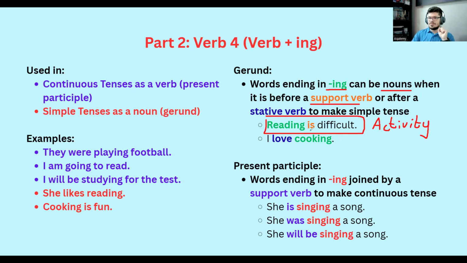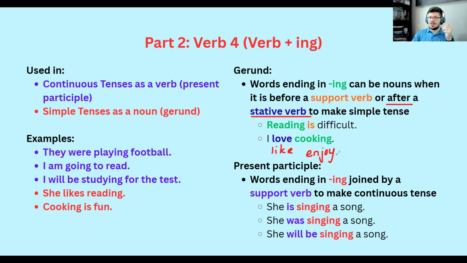Is the verb, difficult adjective. And sometimes it comes after a stative verb. Stative verbs tell us about your state. Love, like, enjoy, prefer. Okay. With these types of words, if you have it like this, the word cooking becomes a noun. I will show you. Okay.